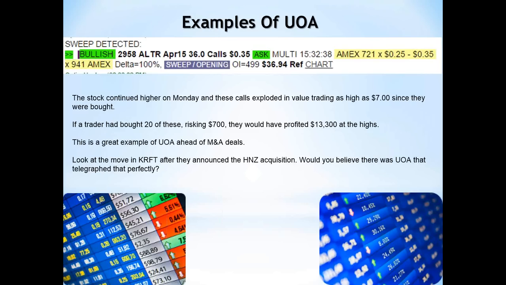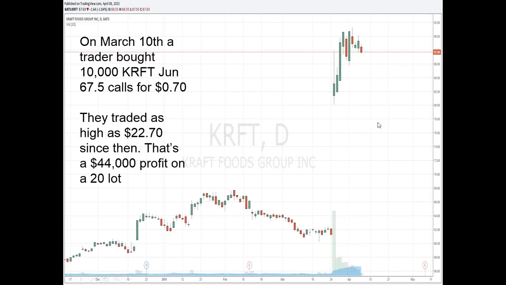It had that type of deal speculation feel to it, right? Short expiration ahead of the weekend, 20 minutes into the close, and that's the reaction that we see in the stock. So it's a fantastic example of UOA ahead of M&A deals. So let's look at the move here in Kraft after they announced the HNZ acquisition. And believe it or not, there was actually a huge order ahead of that acquisition that telegraphed that move perfectly. So did anybody make any money, or was anybody involved in either Kraft or Heinz ahead of this merger announcement?